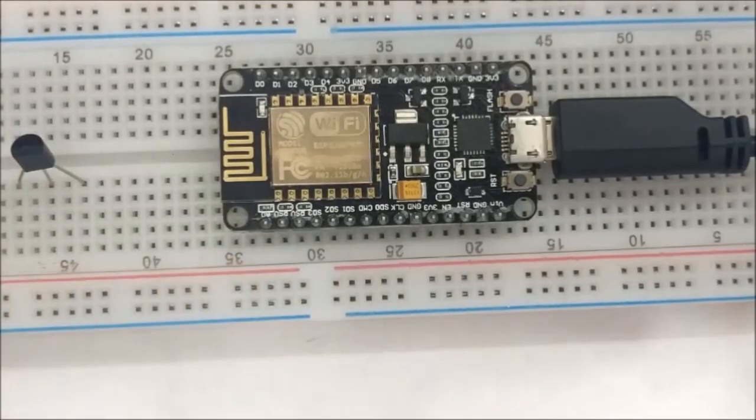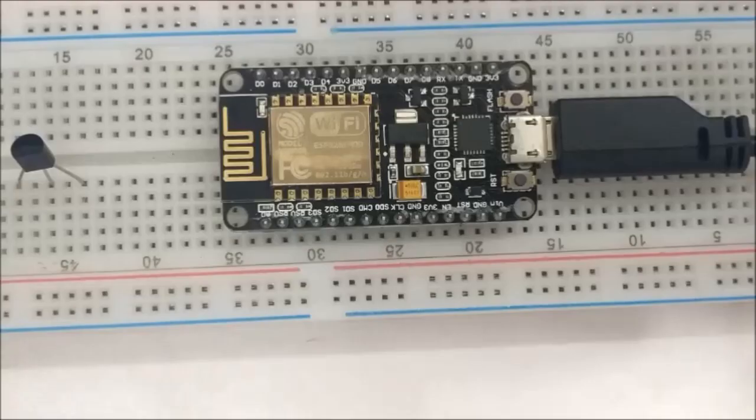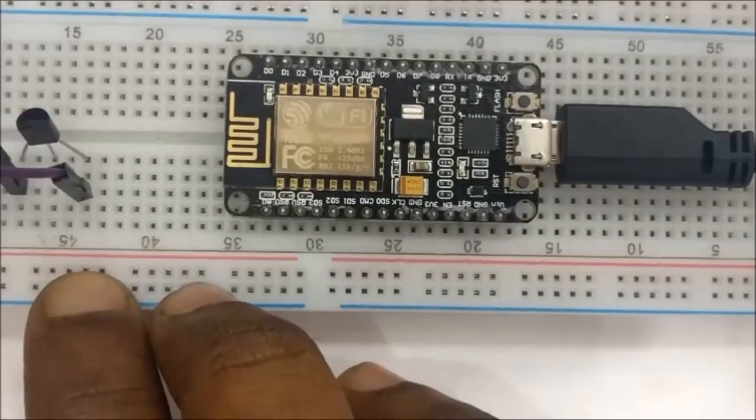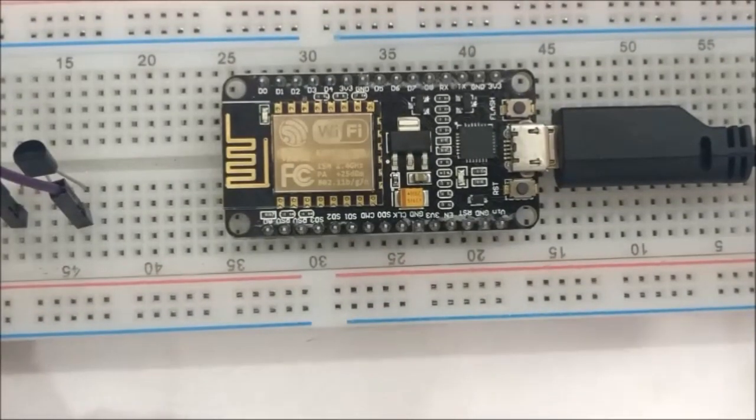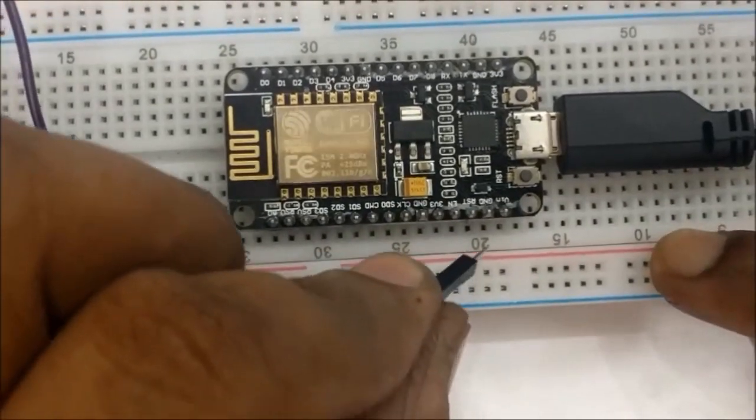The LM35 is a 3-pin device. The first pin is supply voltage, 4 to 20 volts, the second pin is output, and the third pin is ground. We'll be connecting the first pin to 3.3 volts of NodeMCU. The specification of LM35 is a supply voltage from 4 volts, but it operates fine with 3.3 volts.